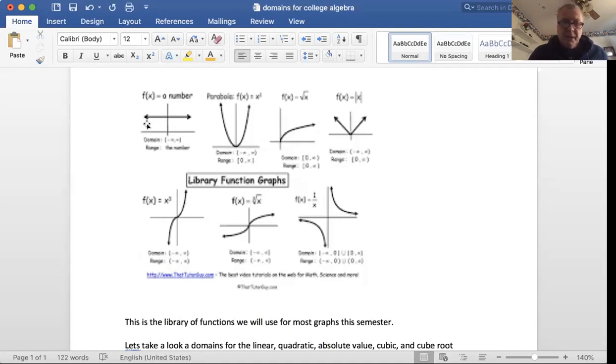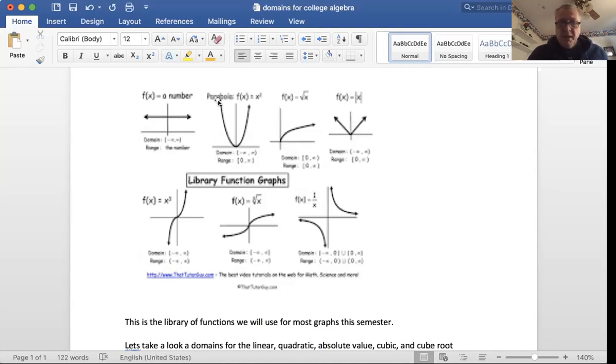Either way though, the linear function goes from negative infinity to positive infinity as far as a range. If it's just a constant value, it's that constant value. I'm sorry, it goes from negative infinity to positive infinity as a domain. As a range, if it's just a constant value, it remains that constant value. However, if we add an x to it and multiply x by some value, it changes that line. It makes it diagonal, if you will, and that will change the range to all real numbers.